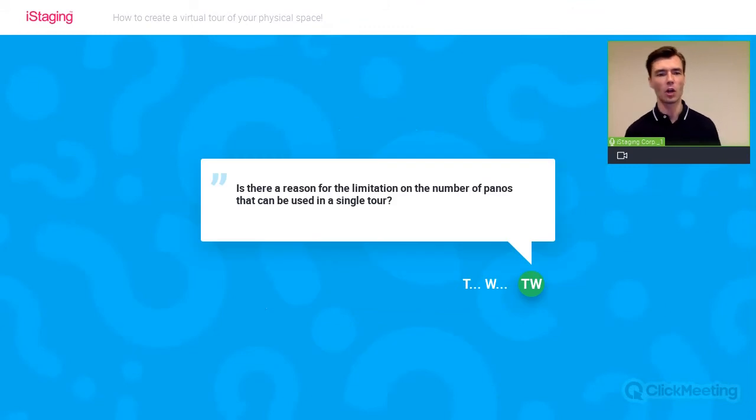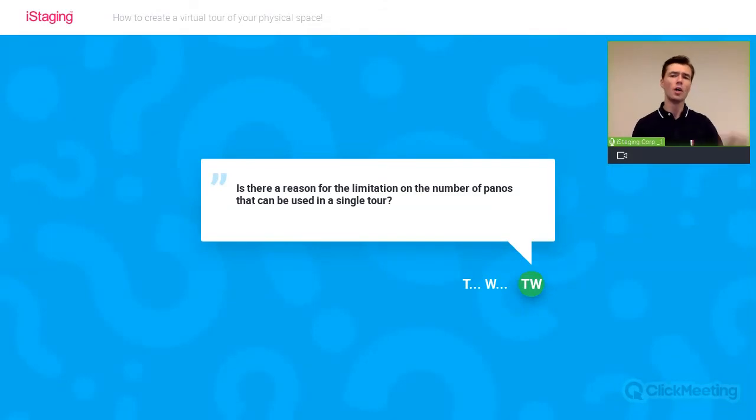And then Tim is asking a question: is there a reason for the limitation on the number of panos that can be used in a single tour? Yes, there is a reason for that, Tim. We want to make sure that the experience stays smooth. So if you go through a tour now, you'll notice that it is a smooth experience. It loads really quickly. When you start adding, let's say, 60 or 90 panoramas in one tour, that could slow down the tour significantly. And then on top of that, sometimes internet connections are not always as stable. We say 30 in the pay by usage plan is the max to do that.